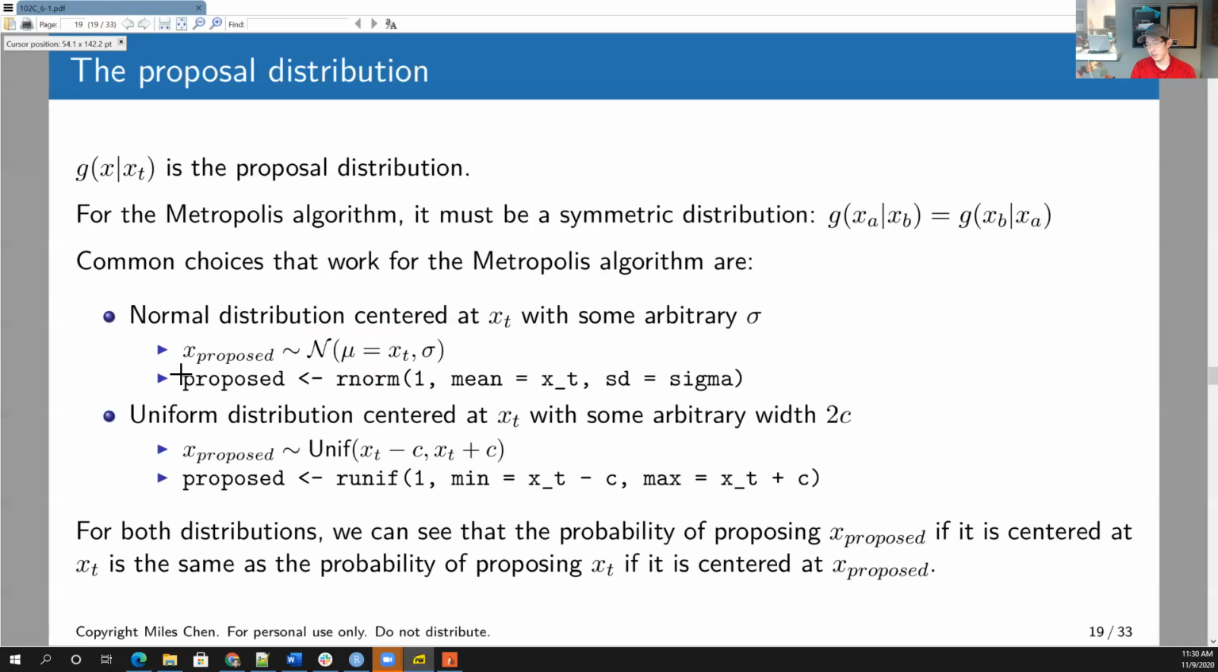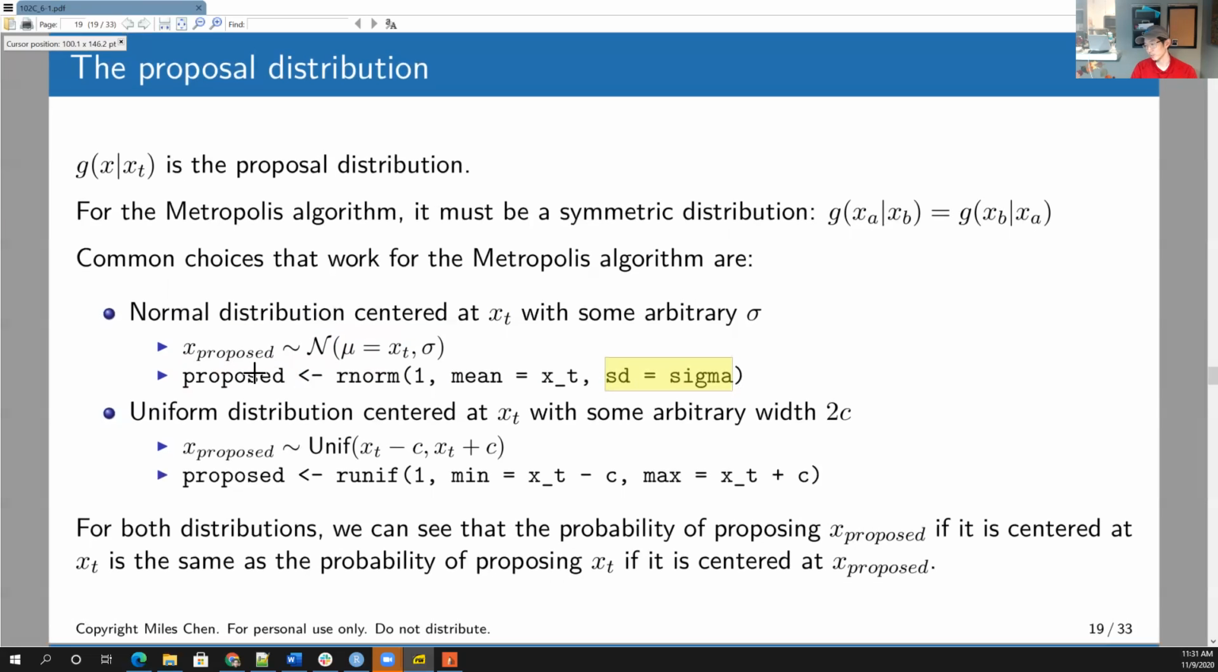And if you wanted to do this in R code, you'd say your proposed value comes from rnorm, just one value from the random normal, where mean is equal to x at time t, and the standard deviation is equal to sigma. So that's how you can use this proposal distribution in R.